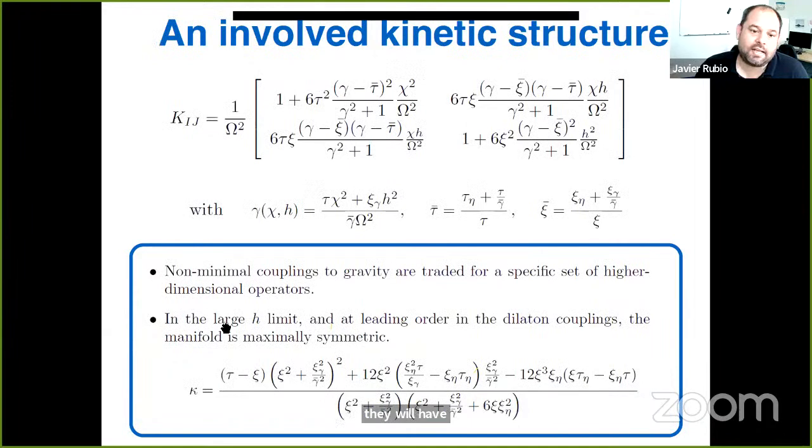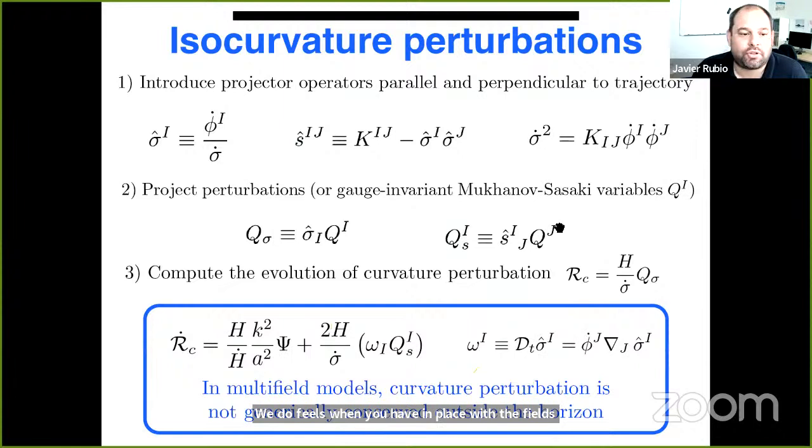Now, the first thing that you can worry about from a theoretical point of view is that you have now inflation with two fields. When you have inflation with two fields, the usual way of treating this is introducing some projector operators that are parallel and perpendicular to the inflationary trajectory. And then you project the perturbations into these operators. They are usually called the curvature perturbation and isocurvature perturbation.